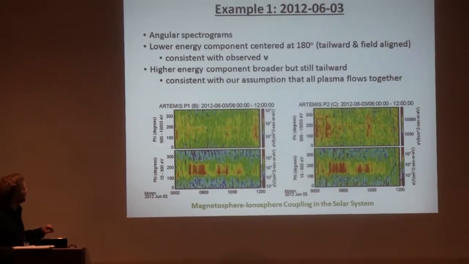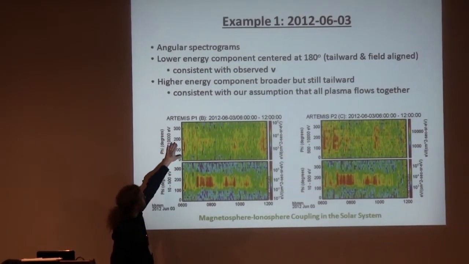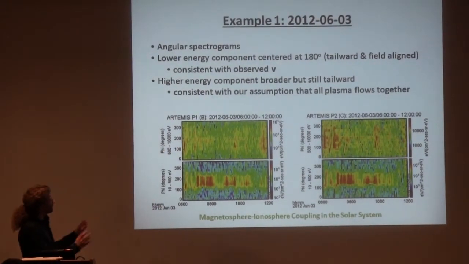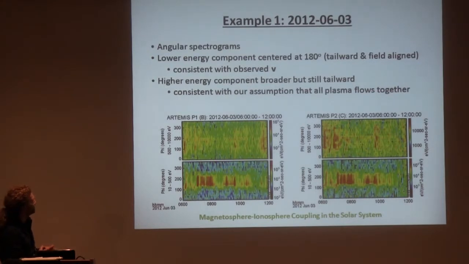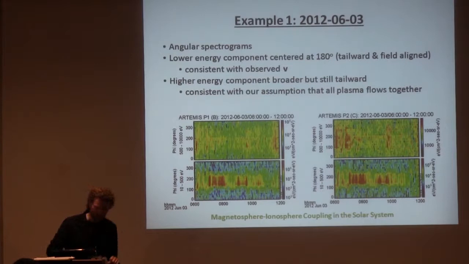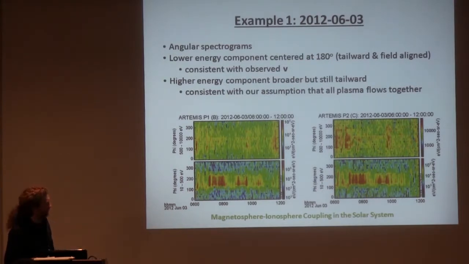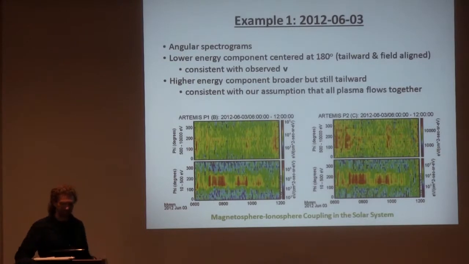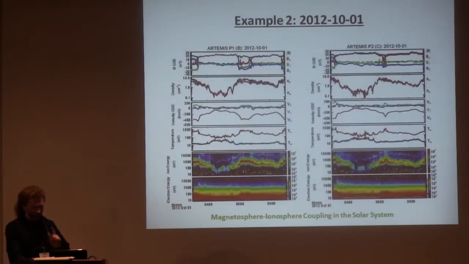And there's a higher energy component up here, so we've separated it out. It's broader, but still generally tailward. So this is also consistent with our assumption that both populations are moving together, and we're just looking at different energies that mean different masses that move at the same velocity. Okay?